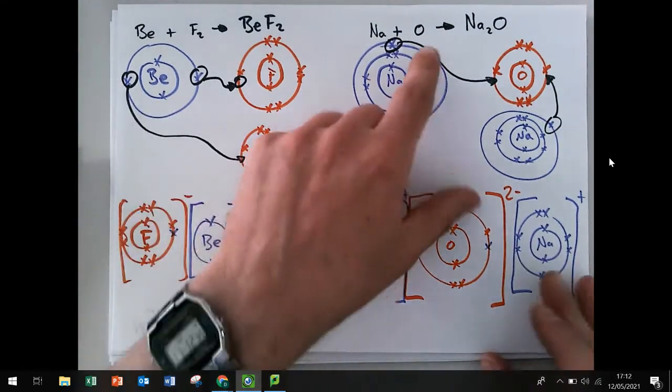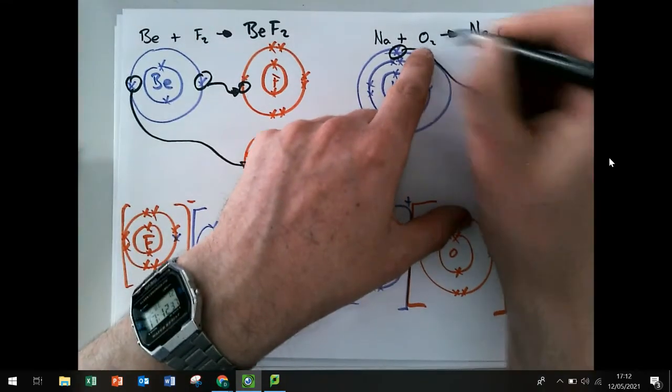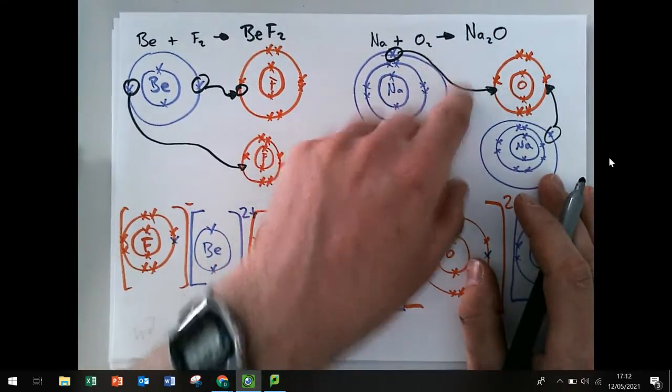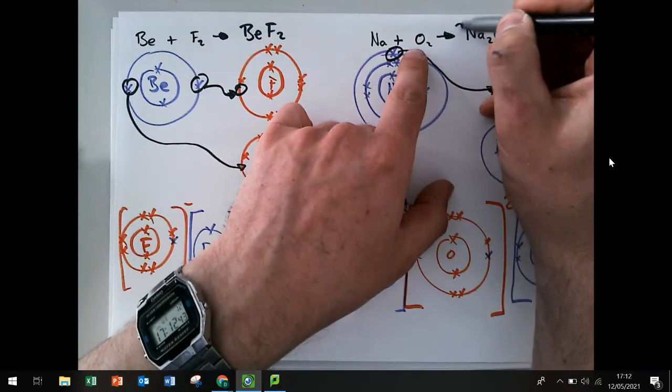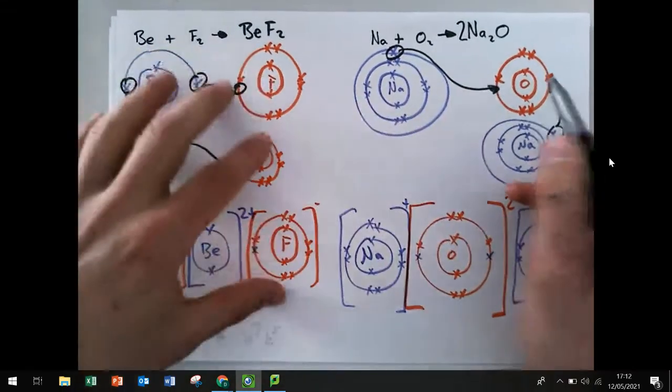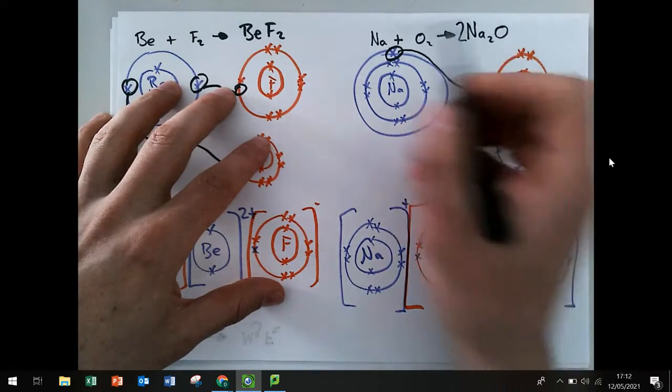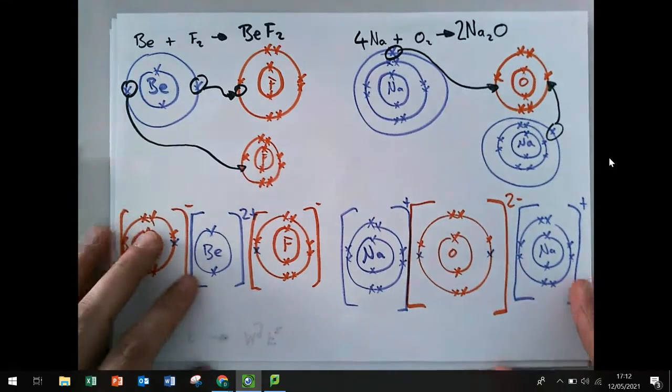We could now try and balance this. So oxygen always comes in pairs in nature, so we should write this. Is this balanced? Not quite. There are 2 oxygen, 1 oxygen, so we need to put a 2 here. Now we find we've actually got 4 sodium, so we're going to put a 4 here.